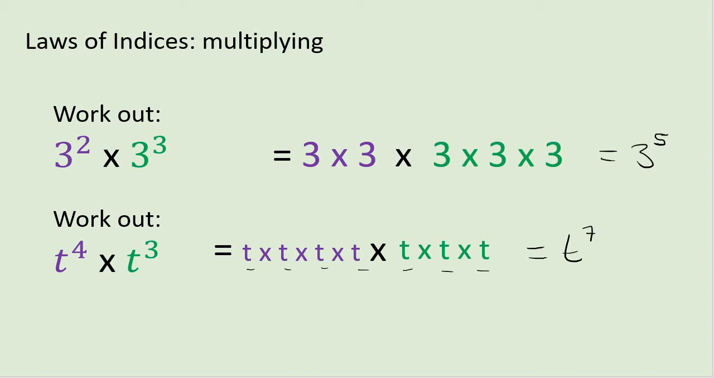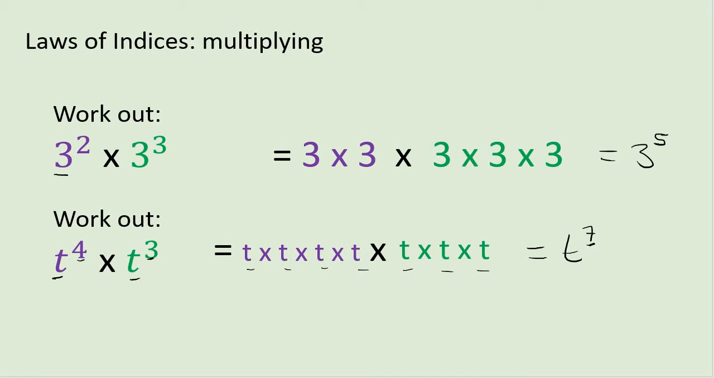In both of these examples, if we look, we've got the two powers here, 2 and 3, and we add them together, we get 5. And here we've got the two powers, 4 and 3, we add them together and we get 7. And this is true always when we have this same number here, this same base. So here we've got t's and here we've got 3's. So provided that the base is the same, when we multiply them, we just add the powers.